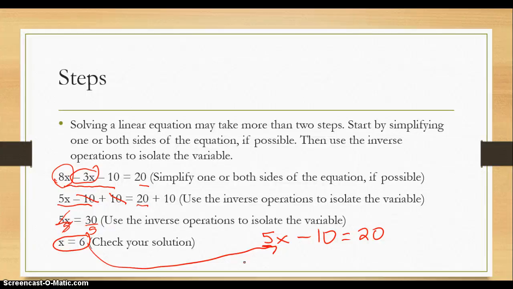So the steps involved are simplify either side of the equation of the equal sign, and then take the inverse operations, what we've done in 3.1 and 3.2.